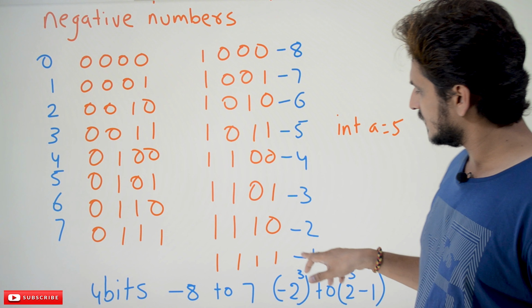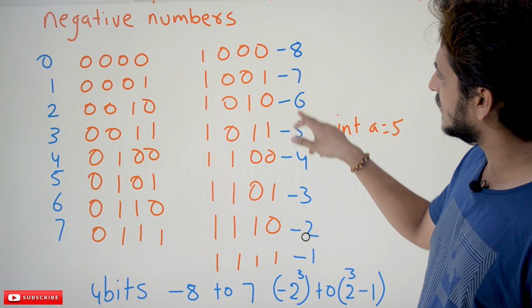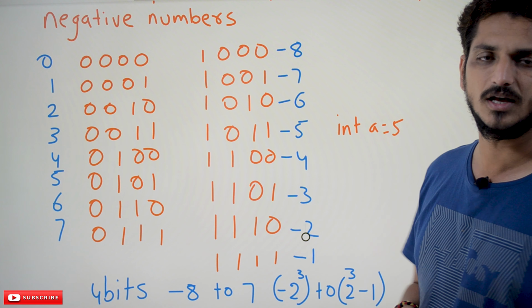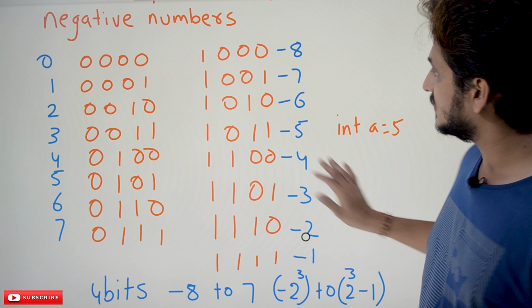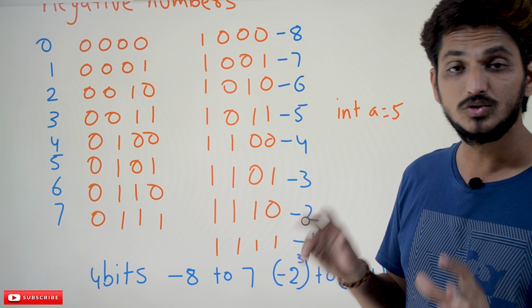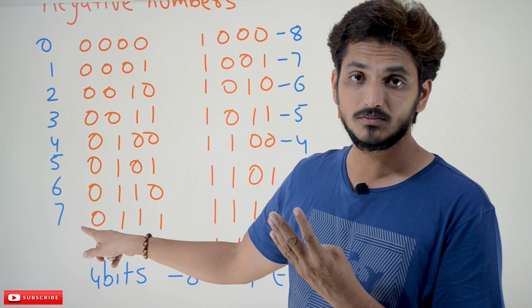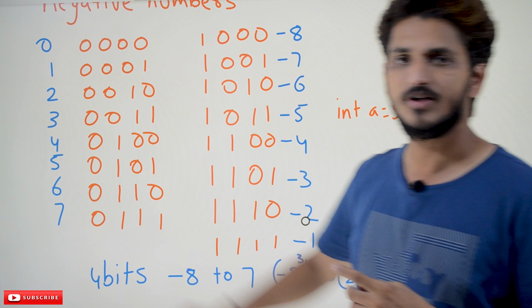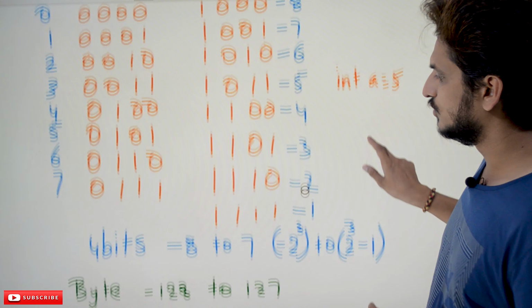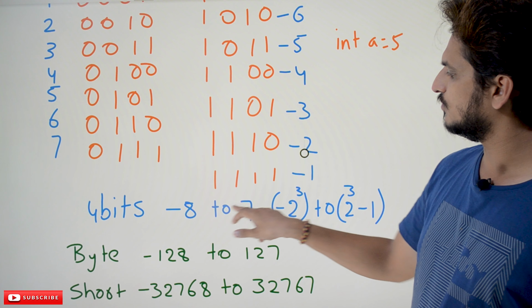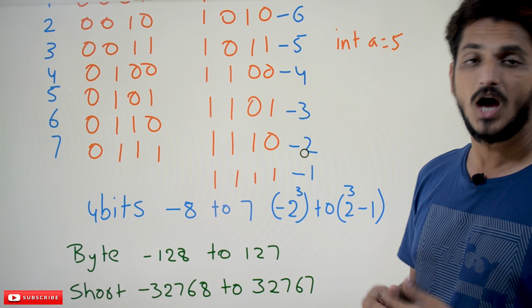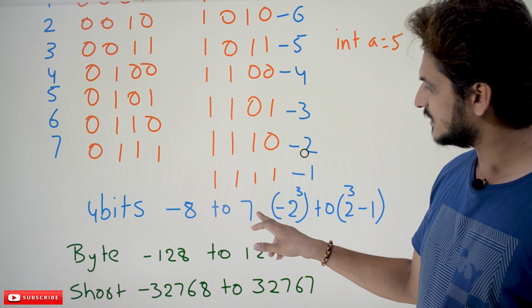So this is minus 1, minus 2, minus 3, minus 4, minus 5, minus 6, minus 7, minus 8. So what's the minimum number we can store using 4 bits? Minus 8. What's the maximum number we can store using 4 bits? 7. So using 4 bits, minus 8 to 7 we can store. How did we get this minus 8 to 7?